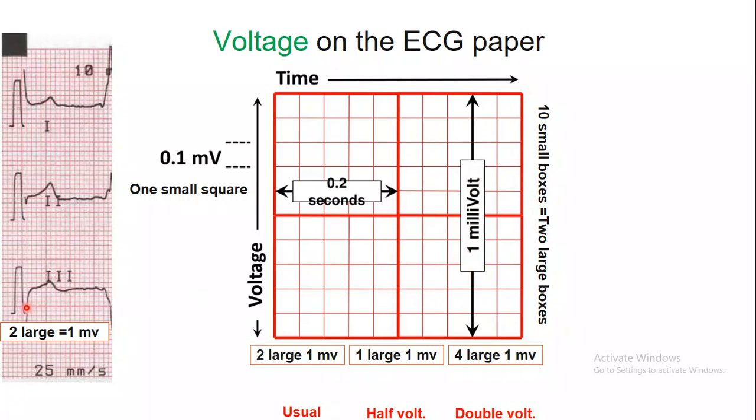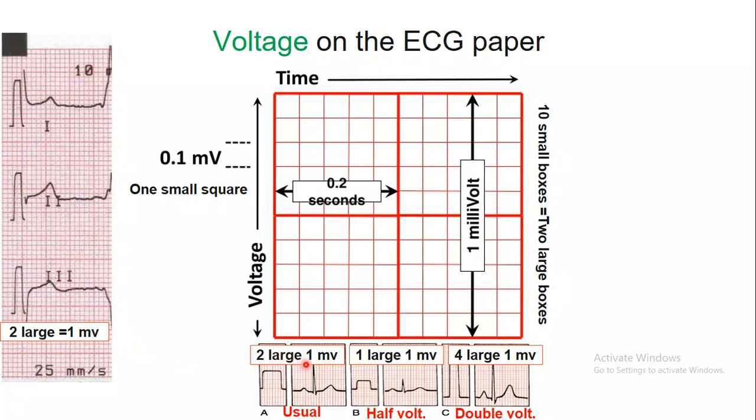The ECG machine prints this calibration at the start of each ECG lead. This calibration height is about 2 large squares. This is the ECG machine telling us that each 2 large squares of the ECG paper equal 1 millivolt. So the height of the calibration equals 1 millivolt. We have the usual calibration, which we just mentioned, which is each 2 large squares equal 1 millivolt.